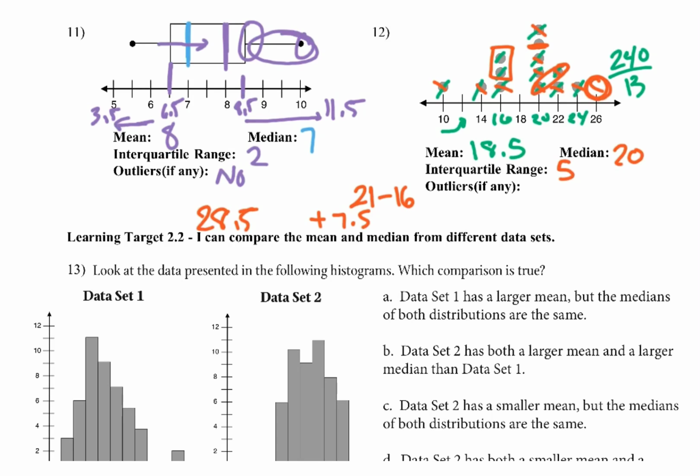Nothing is higher than 28.5, which would be over here, so no outliers above. Subtract 7.5 from 16. I should know that one in my head, 8.5. 8.5 would be here, so no outliers there.